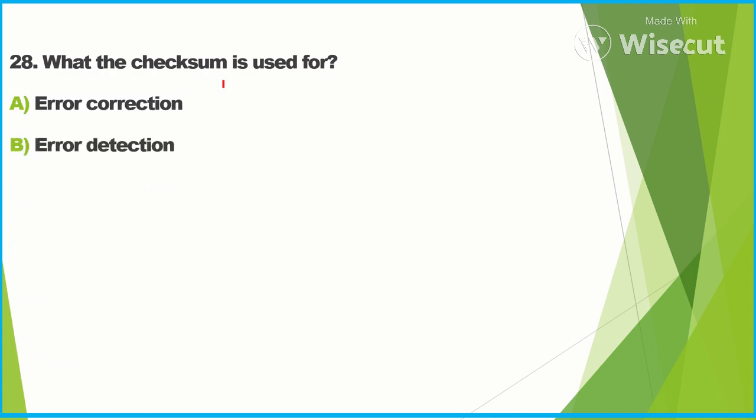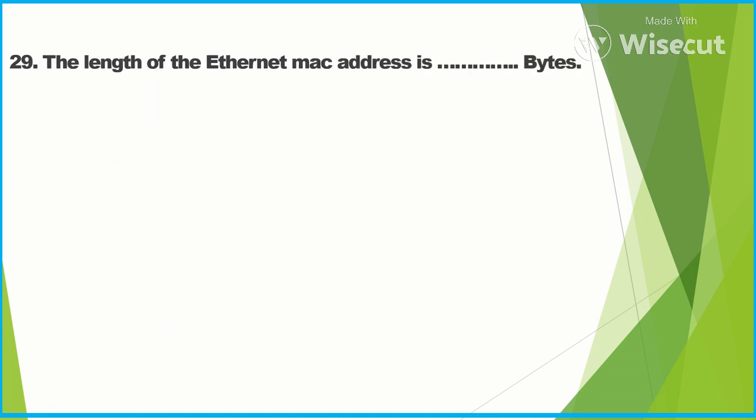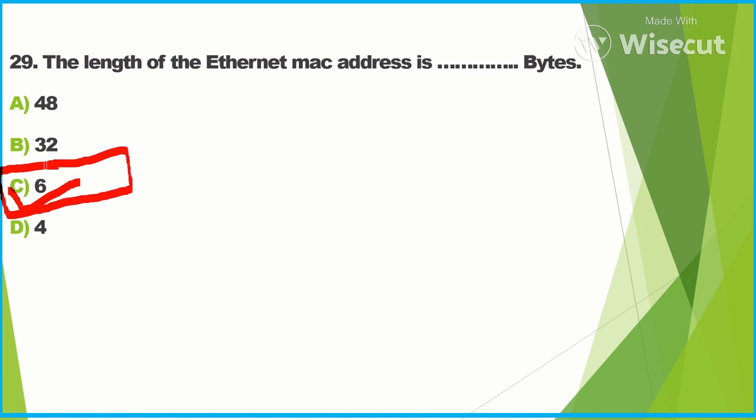What is the checksum used for? Checksum is used for error detection. Important. Next one, the length of the Ethernet MAC address is how many bytes? 6 bytes. This is also very important. 6 bytes.